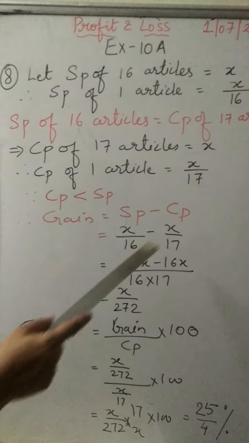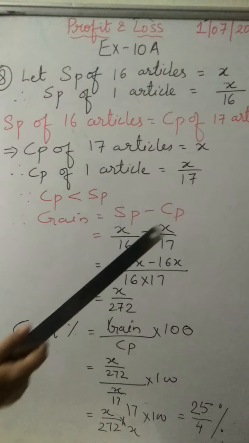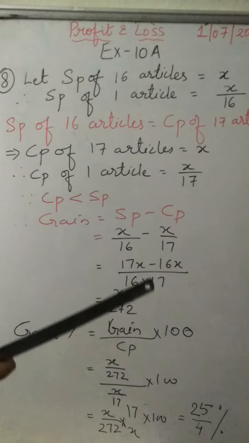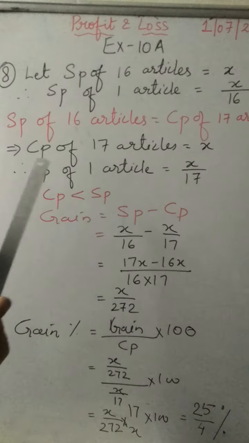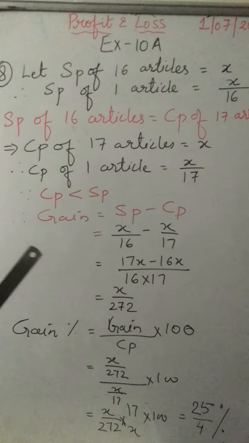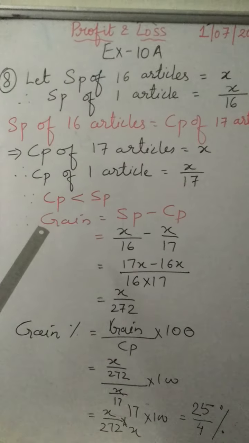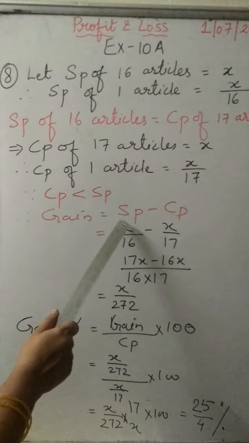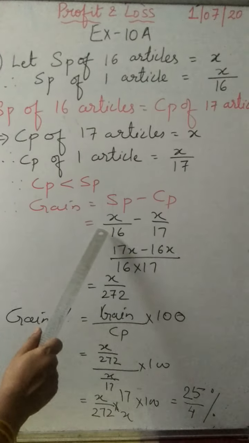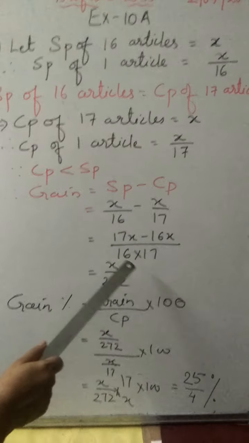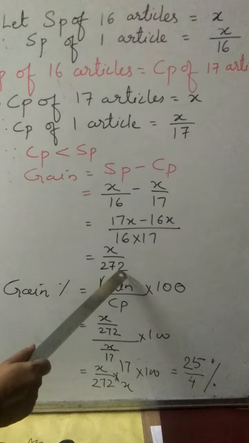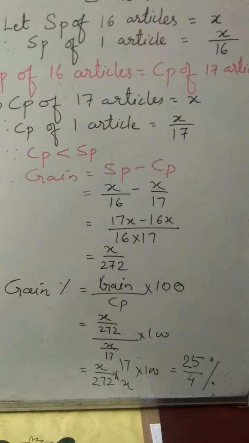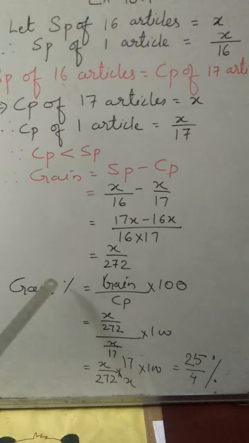Now by seeing the fraction you can identify which fraction is greater. So that means here you can see SP is greater than CP, so we will have gain. Gain is equal to SP minus CP. Subtract both, take LCM, solve it, you will get X by 272. This is your gain.